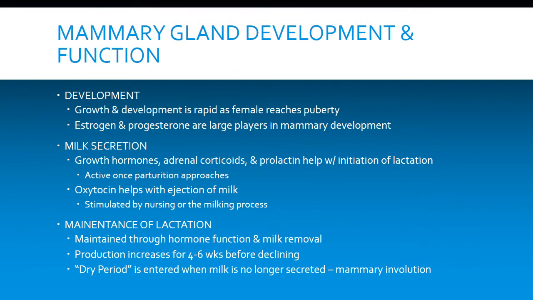Development of the mammary system, and here's where we can get into some really interesting and sometimes detrimental things. Growth and development of the mammary gland is rapid as a female reaches puberty. It's very important through that time that we acknowledge nutritionally that lots of very important things are going on there. We need to have females that are of appropriate body condition, appropriate body weight whenever we are reaching puberty.